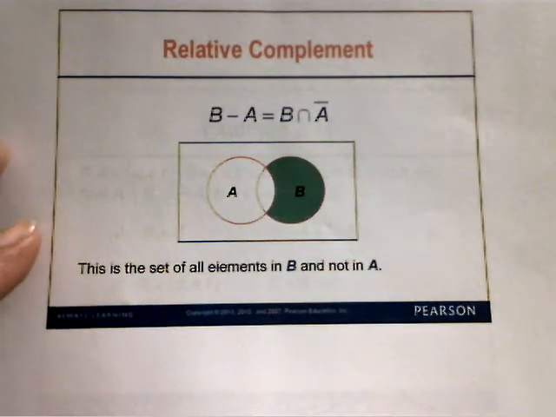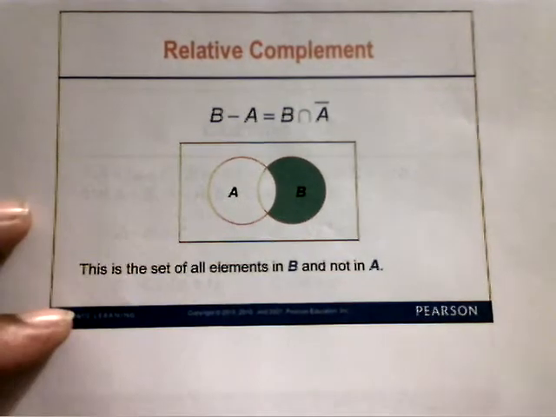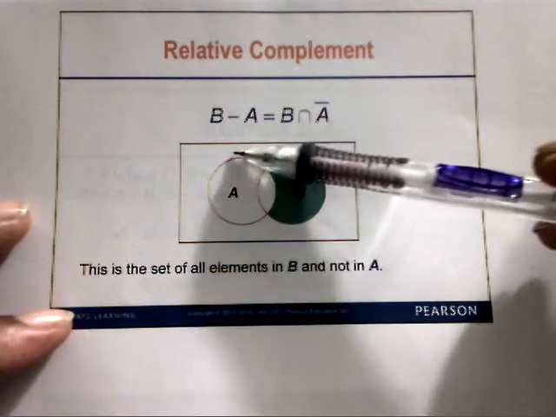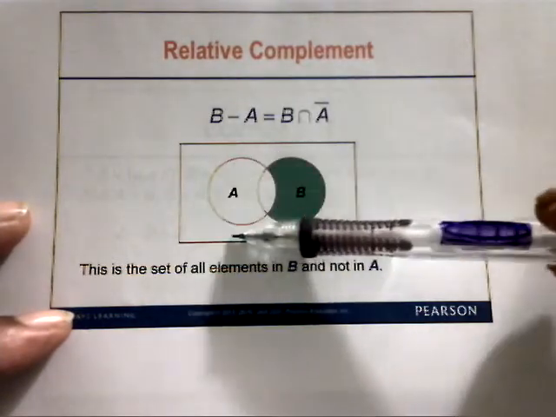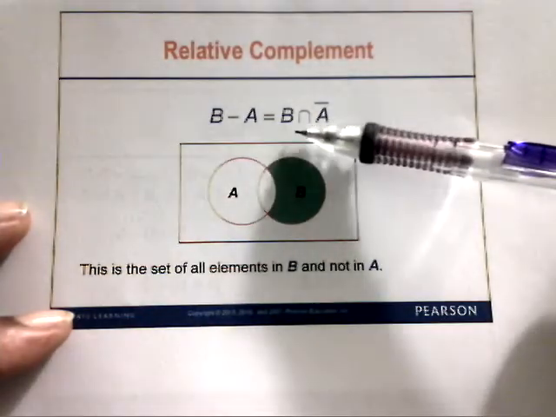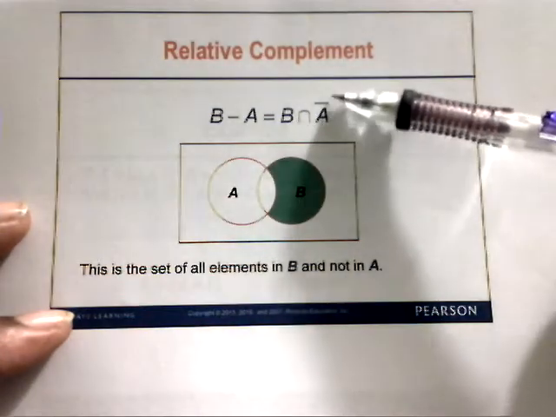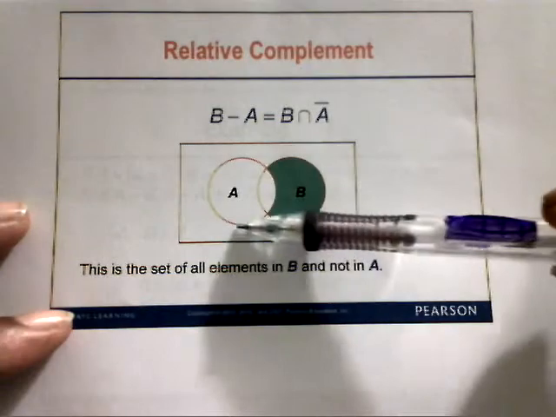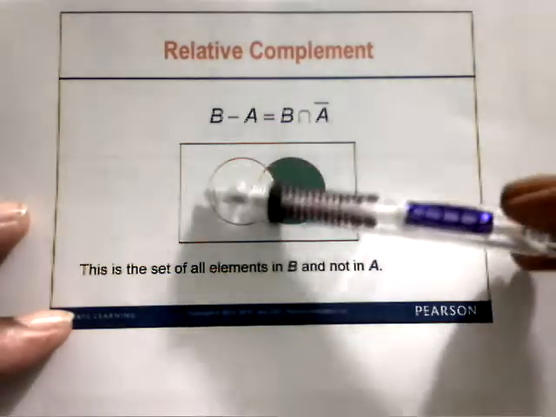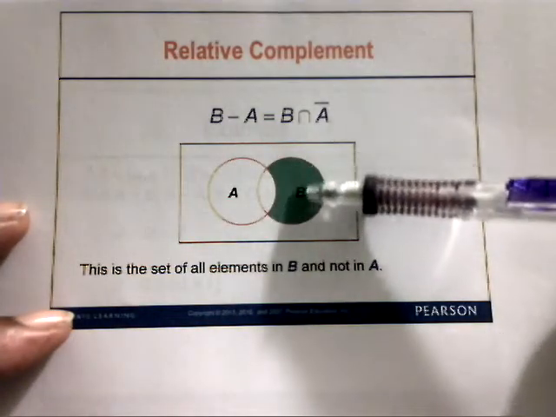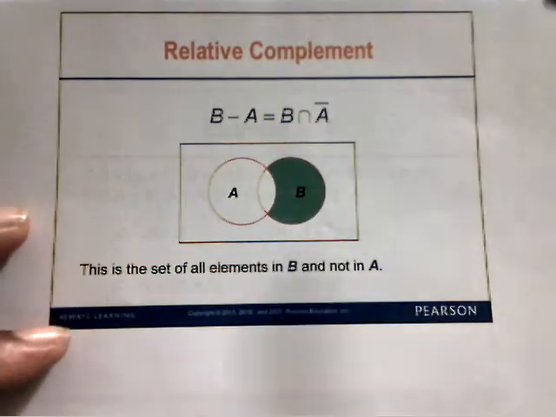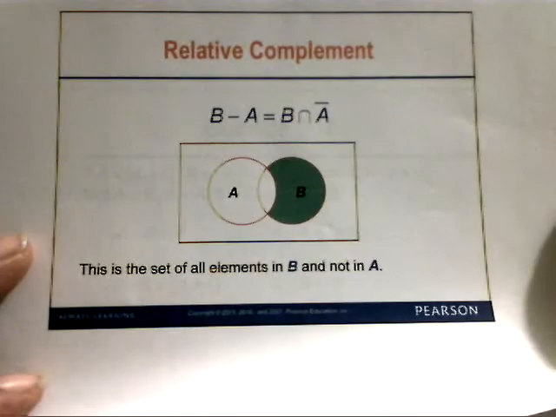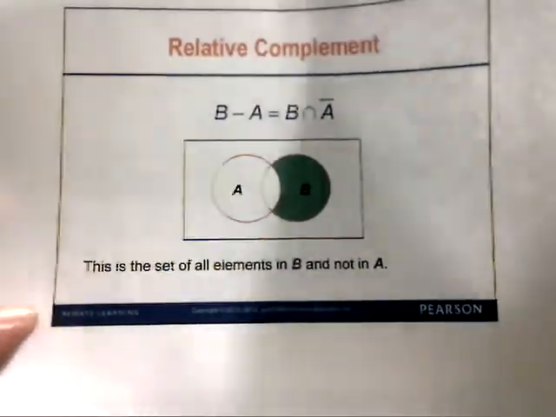Okay, and that relative complement is this. You take away all the elements in A. That's the set difference between B and A, and that's the same as saying the intersection of B and the complement of A. So you're removing the complement of A. And it's going to be this. So this represents the set of all elements in B that are not in A.